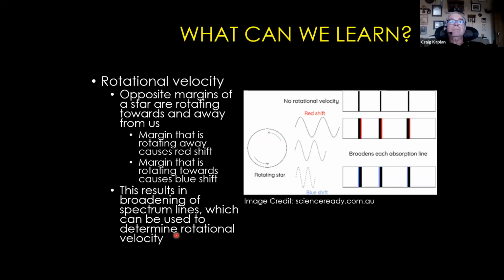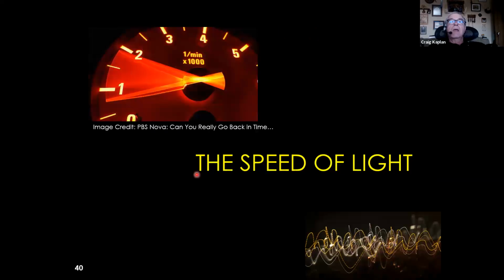All right, so that tells us about spectra and what we can do to investigate the universe from it. The last topic I'm going to address tonight is the speed of light. How we got there, how we determined what it was, and some pretty cool things about it that we're going to talk about right at the end of the talk.